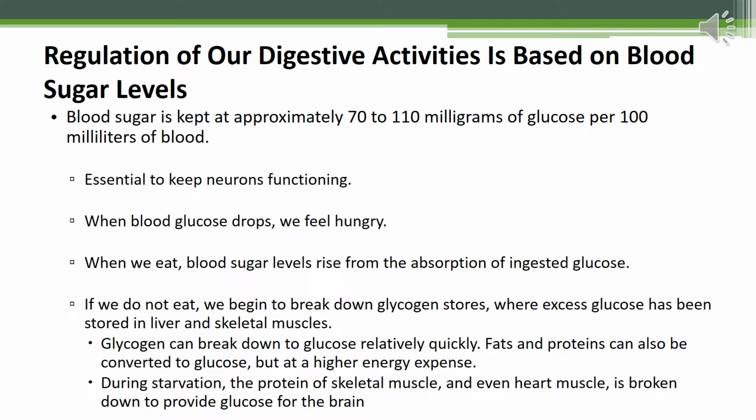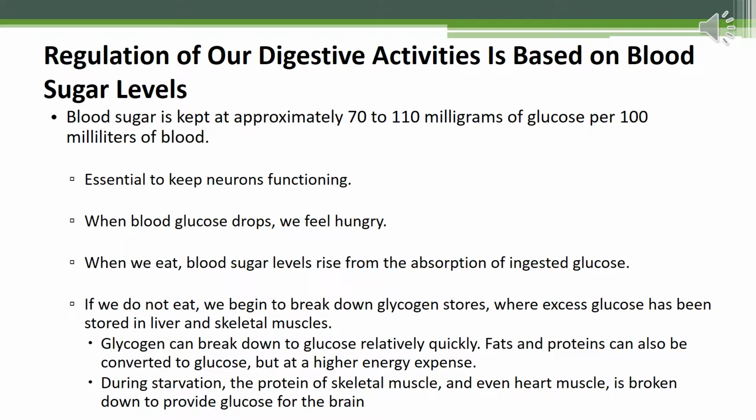Now when we eat, the blood sugar levels rise from the absorption of ingested glucose. However, if we do not eat, we begin to break down glycogen stores. And this is, like I've said before, the form excess glucose has been stored in, in the liver and skeletal muscles. Now the good thing about glycogen is we can break it down to glucose relatively quickly. However, fats and proteins can also be converted to glucose, but at a higher energy expense. And this is why you need to eat when you're hungry, because we don't want to start breaking down fats.